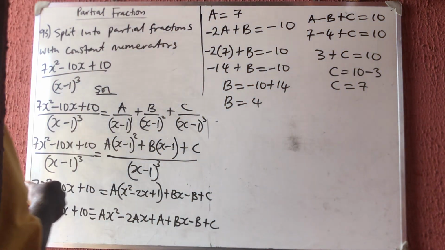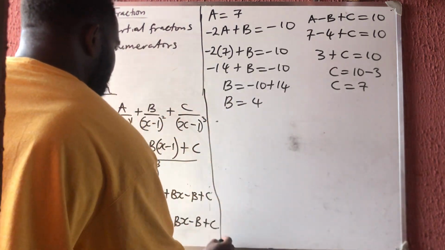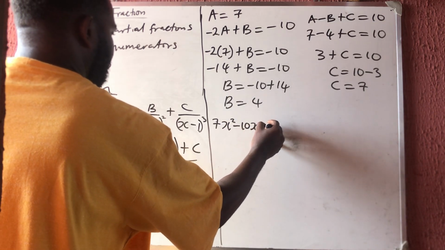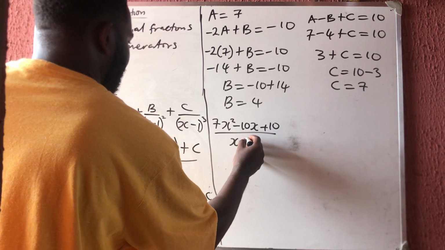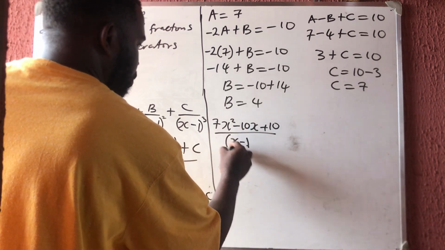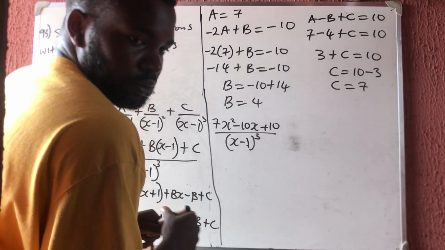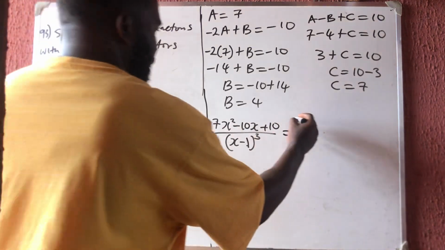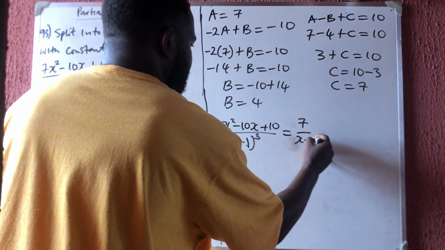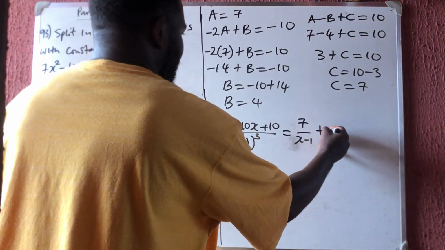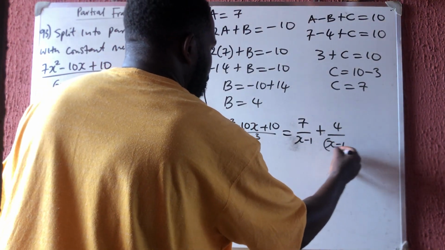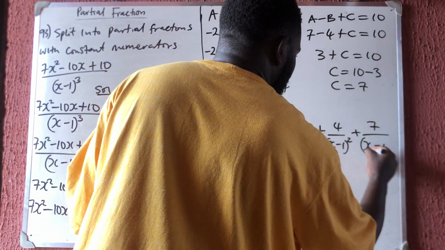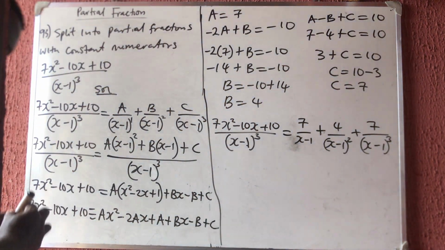So once you have gotten that, go back and substitute. So if you are substituting, I'll be having that 7x squared minus 10x plus 10 all over x minus 1 cube is equal to a, which is 7 all over x minus 1, plus b, 4 all over x minus 1 squared, plus my c is 7 all over x minus 1 cube. So that is that for that.